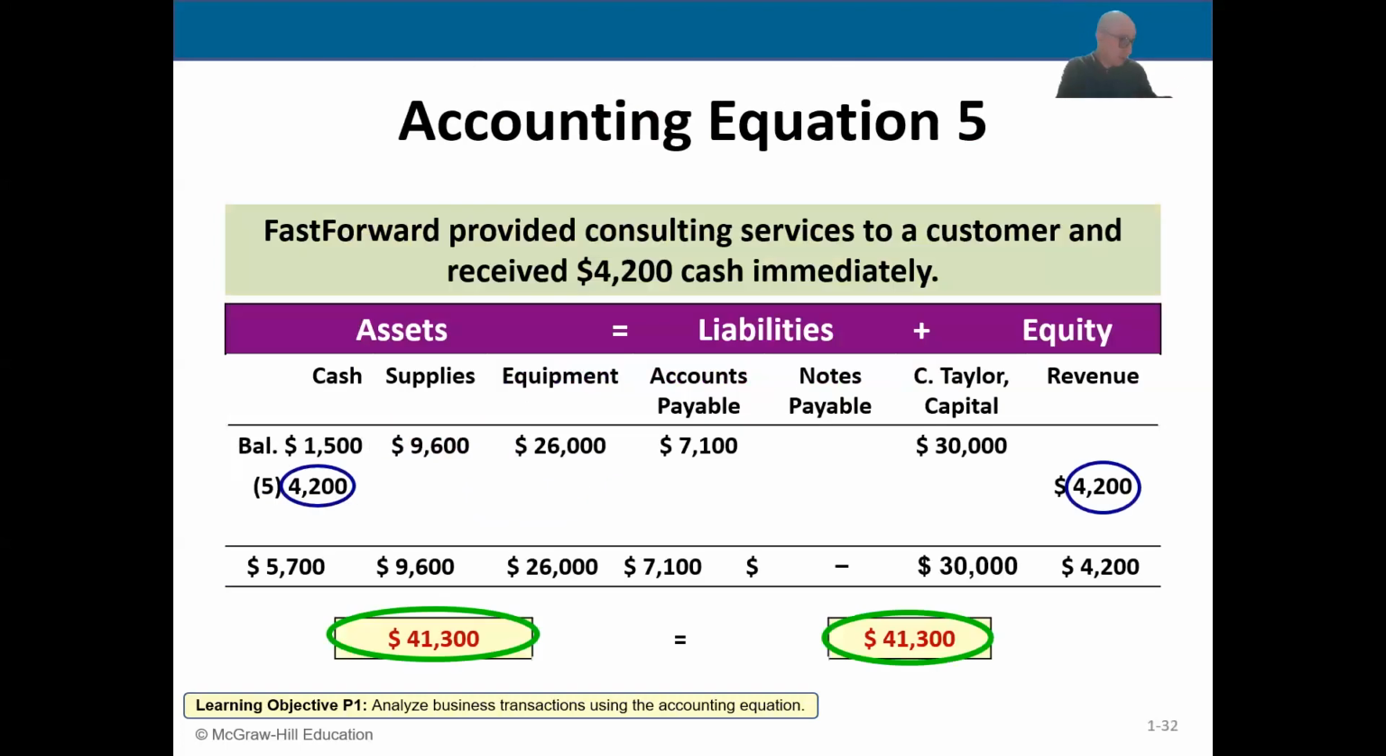So assets went up, cash went up, 4,200. Revenue, equity went up, 4,200. The accounting equation still in balance.